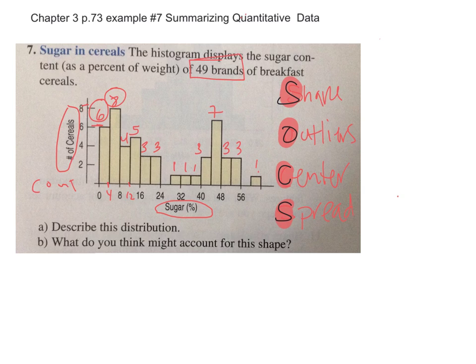Looking at the shape, we can see that it is bimodal. Bimodal means it has 2 modes or 2 peaks. We can see there's a peak somewhere around 8, and then there is a peak somewhere around 44, 45. So this is called bimodal. Let me write shape is bimodal.